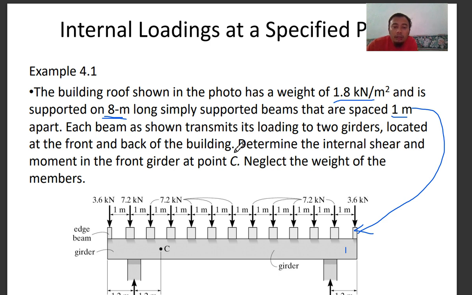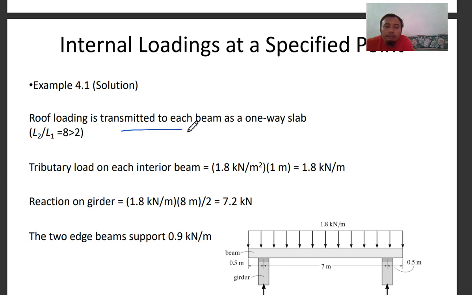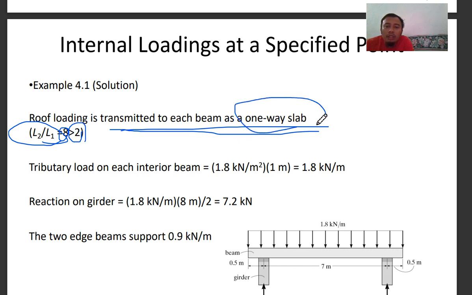So determine the internal shear V and moment M in the front girder at point C. Point C here. Neglect the weight of the member. So the solution is, first you determine whether it is a two-way or one-way slab. So the ratio L2 over L1 gives you this value, which is equal to 8. So your value is more than 2, so it is a one-way slab.